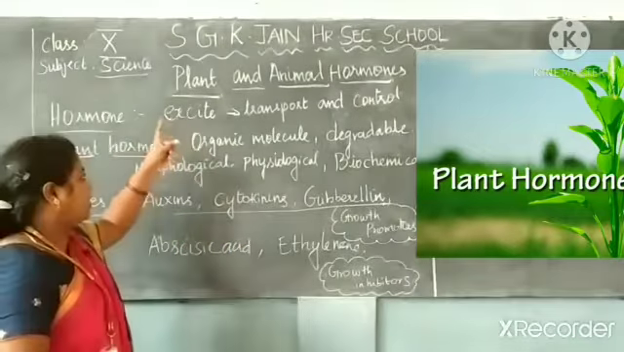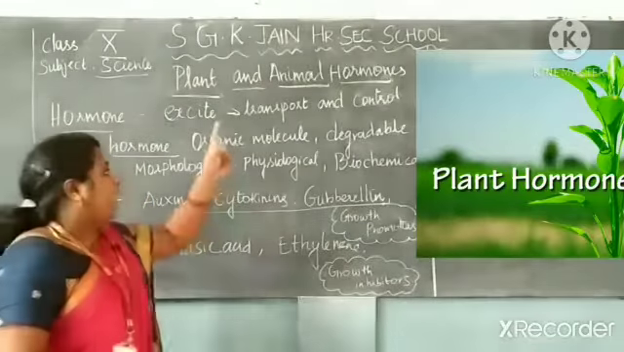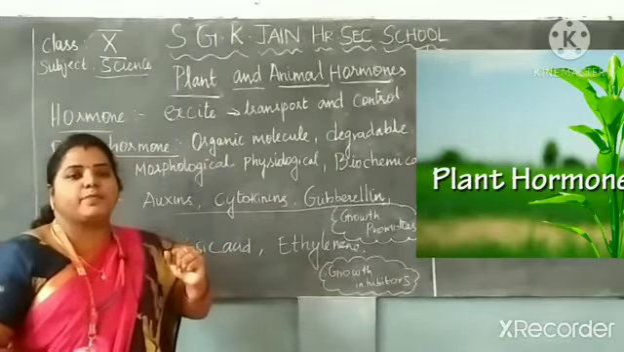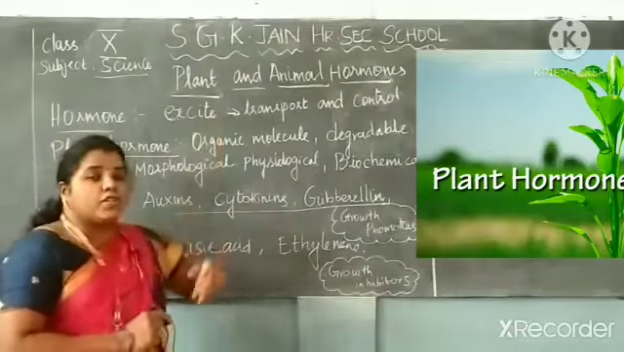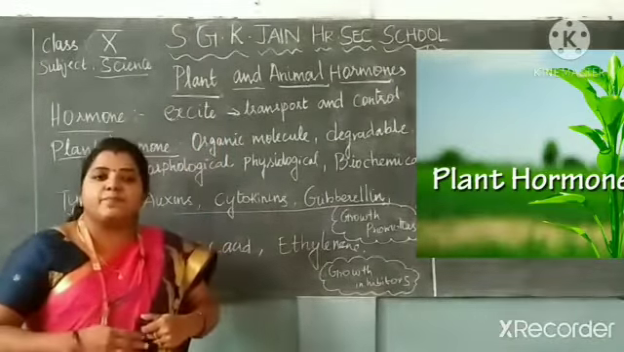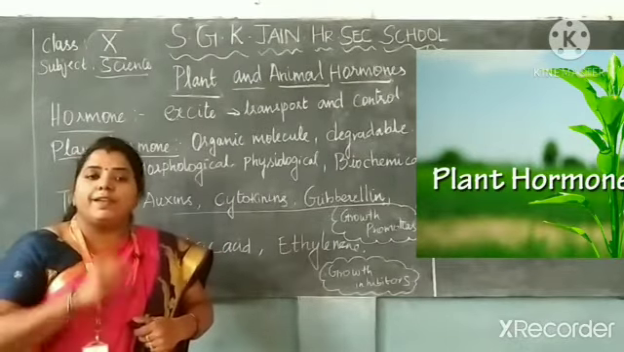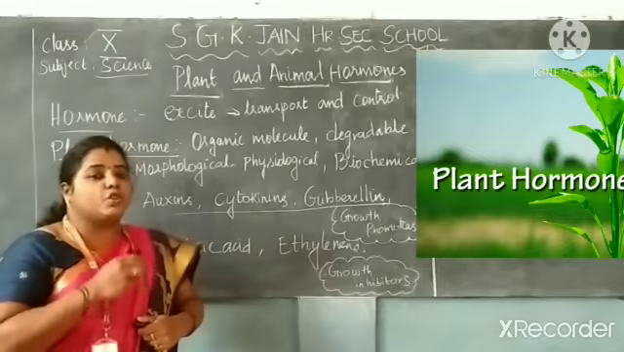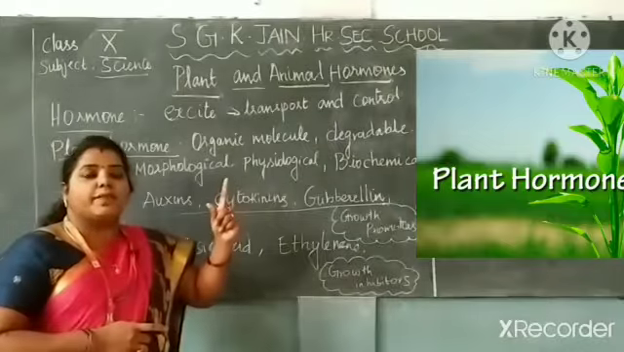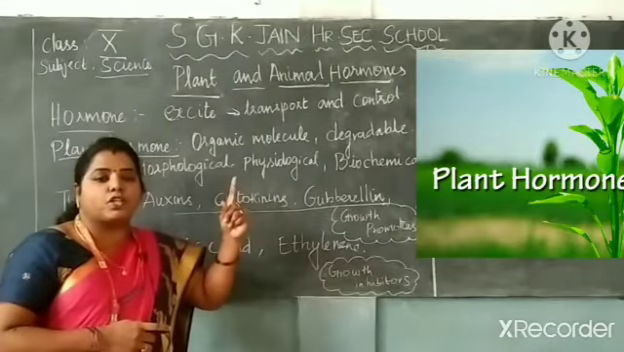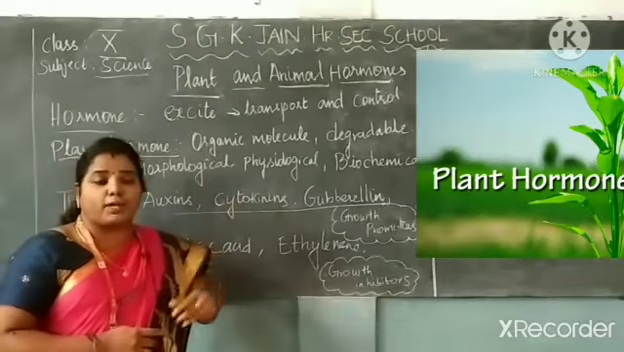First of all, we start with the definition of hormones. Hormone is a Greek word which means excite. It is produced by cells, but only in a trace amount, it is transported, and it has the capacity to control physiological activities. So this is the definition of hormone.